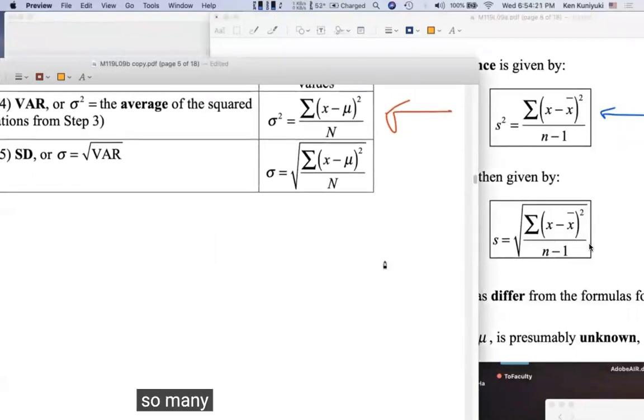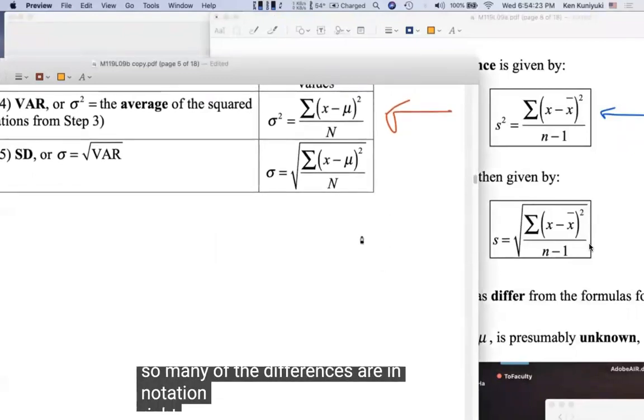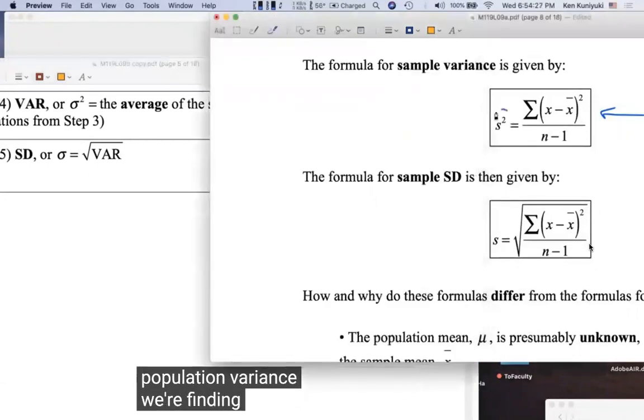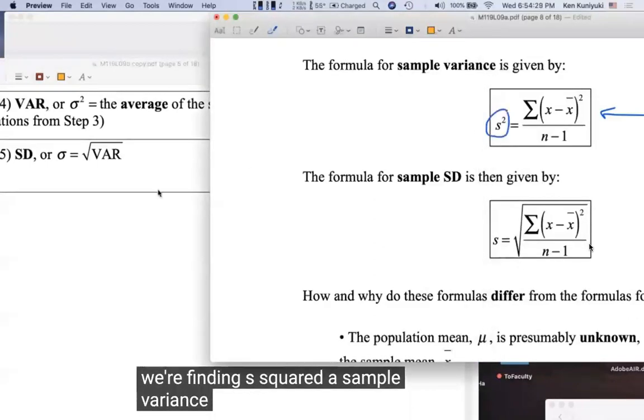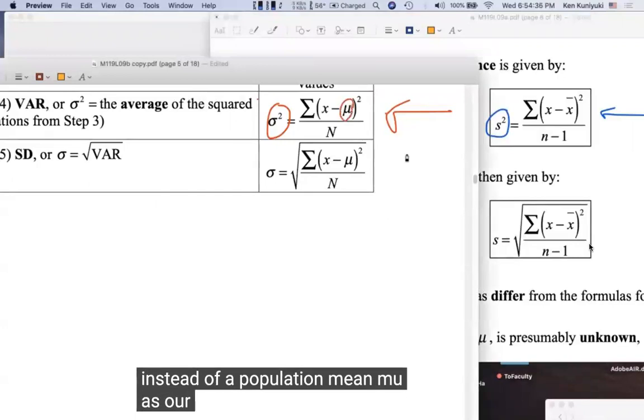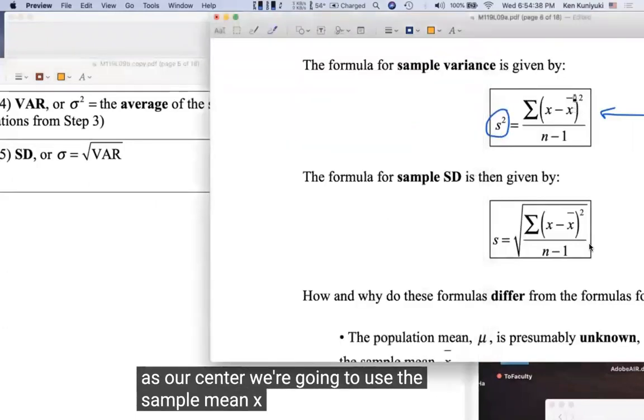So many of the differences are in notation, right? Instead of sigma squared, the population variance, we're finding S squared, a sample variance. Instead of a population mean mu as our center, we're going to use the sample mean x bar as our center.